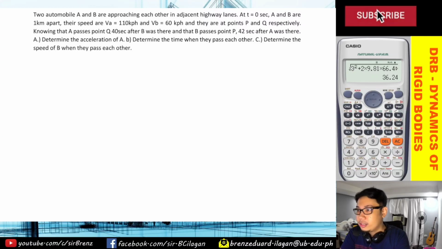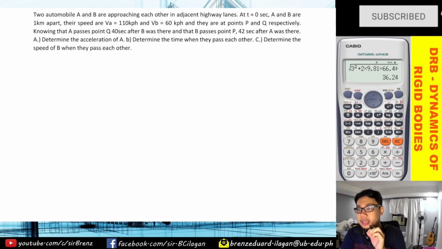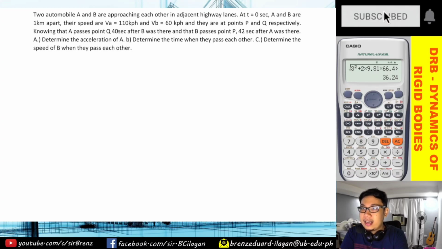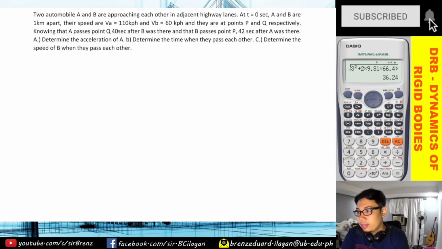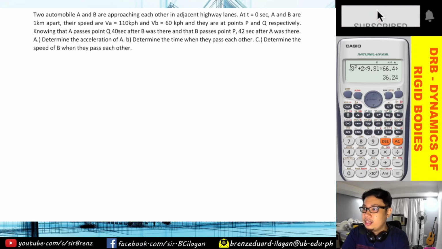Okay, so ito pa yung another scenario. So, yung car A daw passes point Q. So, si point Q guys, ito nga yung initial location ni car B o yung pinagsimulan. 40 seconds after B was there. Okay? And then, yung car B mo passes point P. So, ito nga yung initial location ni car A. 40 seconds after car A was there. Okay? So, for letter A, determine the acceleration of car A. B, determine the time when they pass each other. And letter C, determine the speed of B when they pass each other.